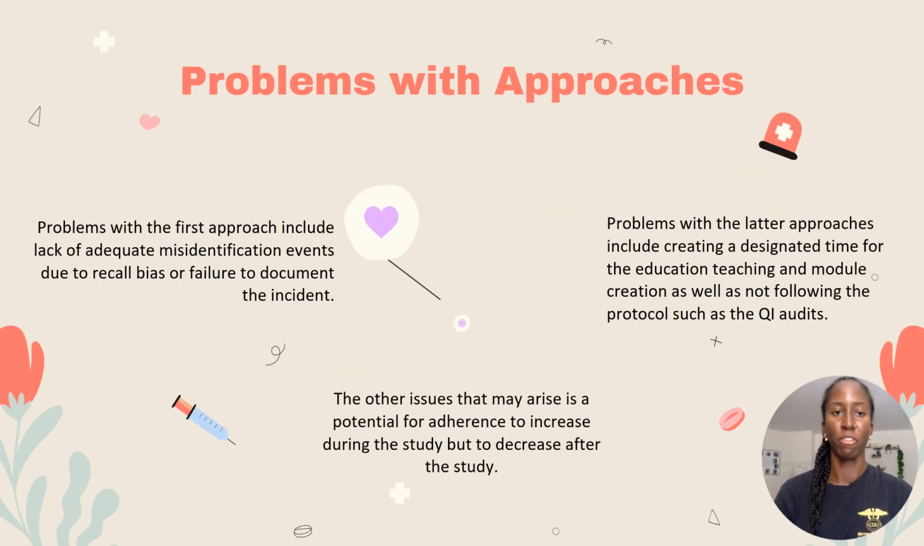So here we have possible problems with the approaches. Problems with the first approach include lack of adequate misidentification events due to recall bias or failure to document the incident. Another issue that may arise is a potential for adherence to increase during the study, but to decrease after the study. Problems with the latter approaches include creating a designated time for the education teaching and module creation, as well as not following the protocol, such as the QI audits.